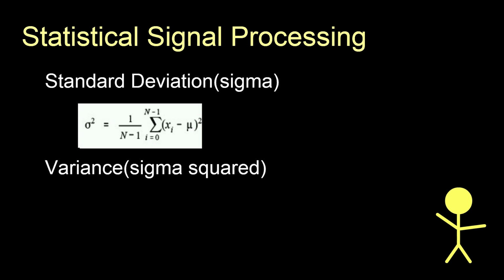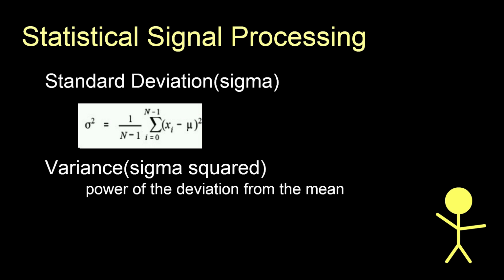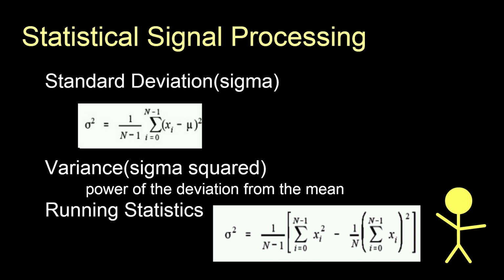Sigma squared is actually the equation for variance. Variance is defined as the power of this fluctuation from the mean. This will be important later. Often we want to calculate standard deviation while new data is being added. This is called running statistics. This equation may look messy, but all it is, is the mean equation substituted into the standard deviation equation.